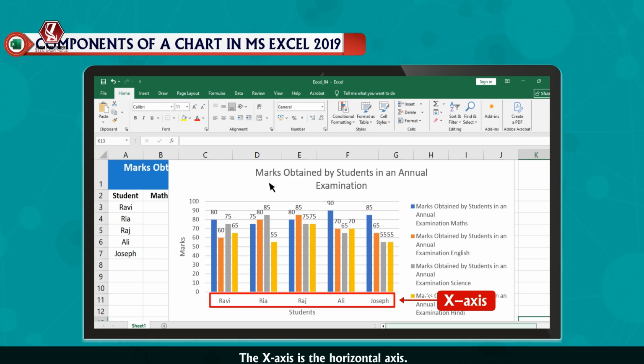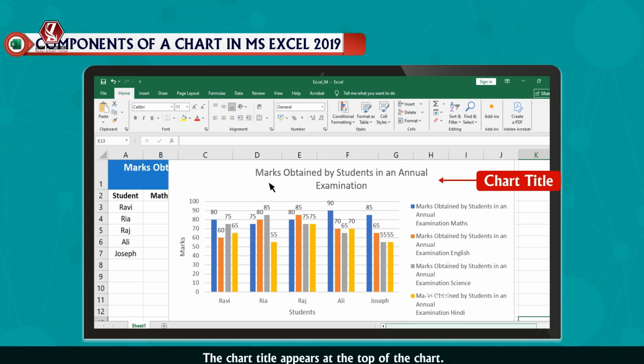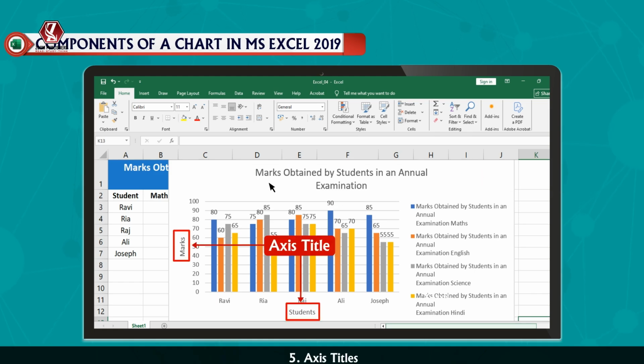X-axis, or category axis. The x-axis is the horizontal axis. It displays categories or labels such as names, months, or groups. Y-axis, or value axis. The y-axis is the vertical axis. It represents numerical values like scores, quantities, or amounts. Chart title. The chart title appears at the top of the chart. It gives a brief description of what the chart is about.